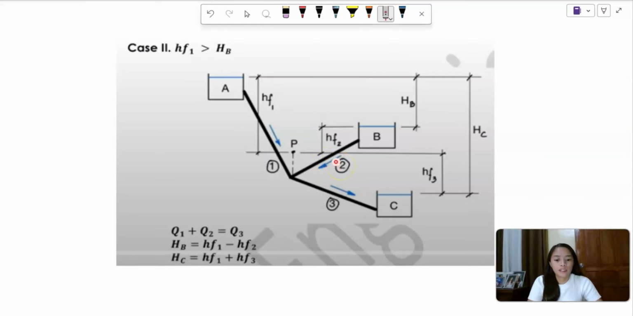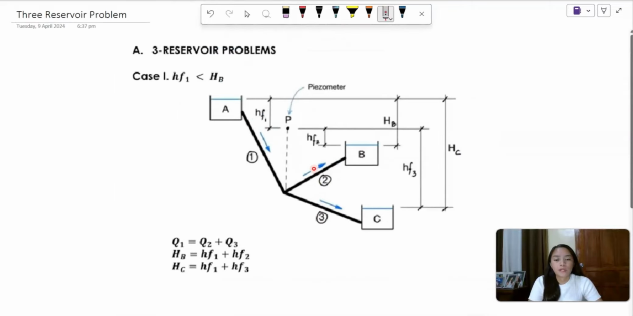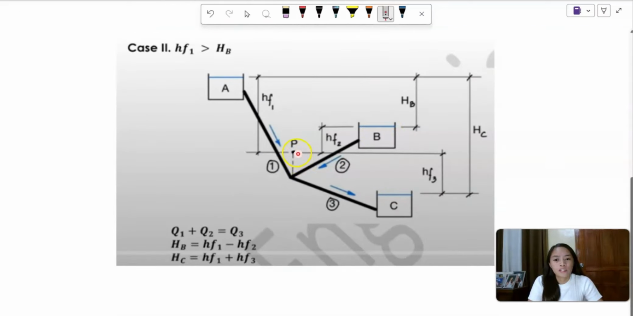So we know that when dealing with the movement of water, the movement is from the region of high pressure to the region of lower pressure. As we can observe here in case 1, the pressure is greater than the elevation. That's why the movement of water here in pipe 2 is towards B. So here in case 2, since the piezometer reading is less than the elevation at B, the movement of water here is from reservoir B towards the junction P.